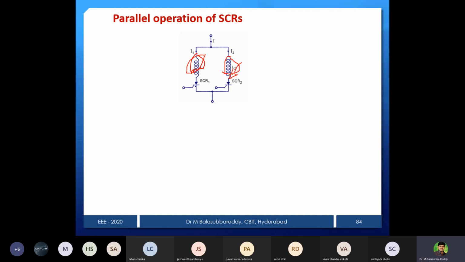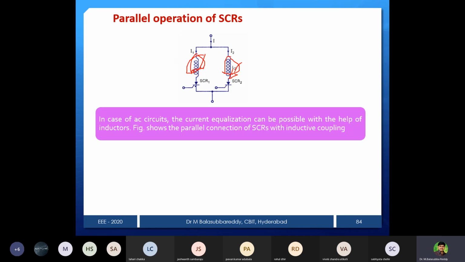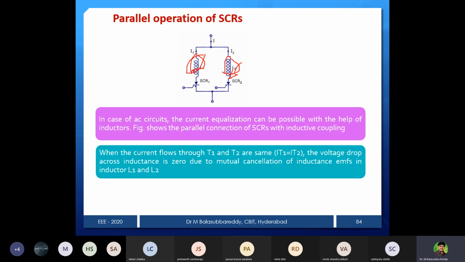Our second SCR is trying to carry more current, and the impedance offered by the first SCR will be less, and again it will divert the current. So that way we can make use of this. This is the preferable one to make the current shared by each SCR the same. That's what I mentioned here: parallel connection of SCRs with mutual coupling of inductors we use.